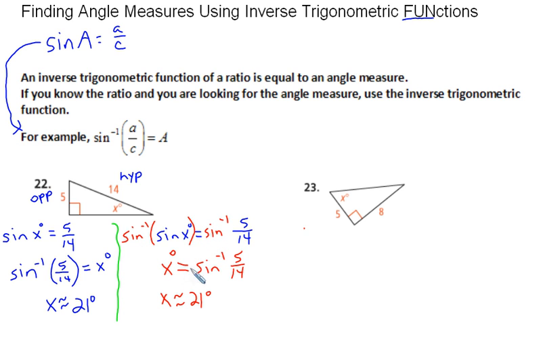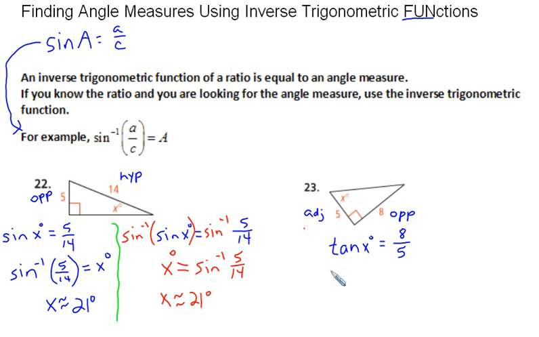Let's move on to the next example. In the next example, I'm looking for this angle x. 8 is the opposite side, and 5 is the length here of the adjacent side. So which trig function that we studied involves opposite and adjacent? That would be, of course, tangent. So tangent of x is equal to the length of the opposite side, which is 8, over the length of the adjacent side, which is 5.